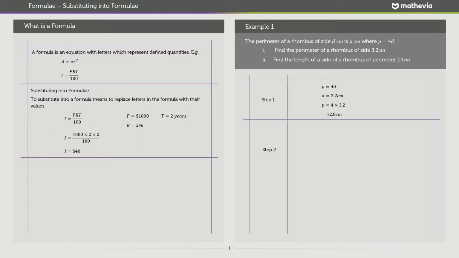Then we've been asked to find the length of the side of a rhombus if the perimeter is 14 centimeters. We have that perimeter equals 4 times d. P is 14, so we have 14 equals 4d. You just solve this as a linear equation, and what you have in the end is d equals 14 over 4. d is 3.5 centimeters. Simple, straightforward.